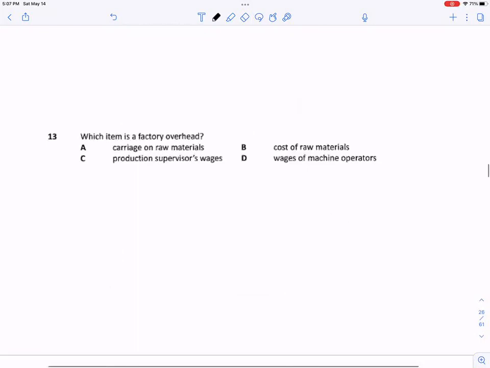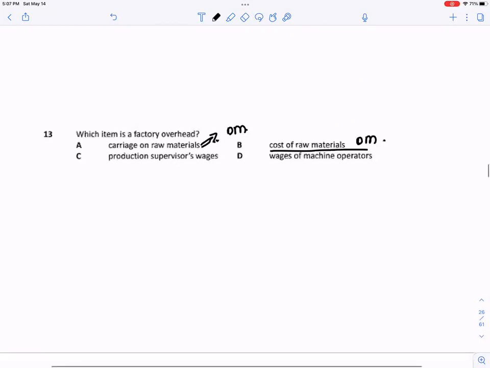Which item is factory overheads? Wages on machine, cost of raw materials, carriage on raw materials, carriage inwards. So this is direct material. Cost of raw materials is direct material.